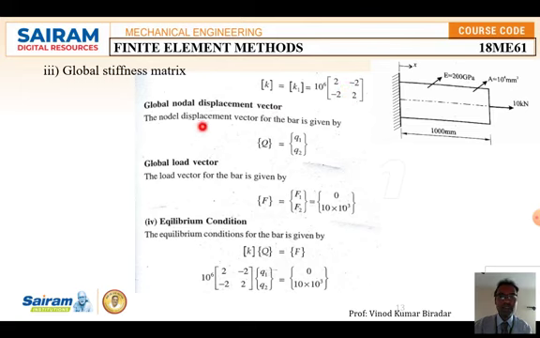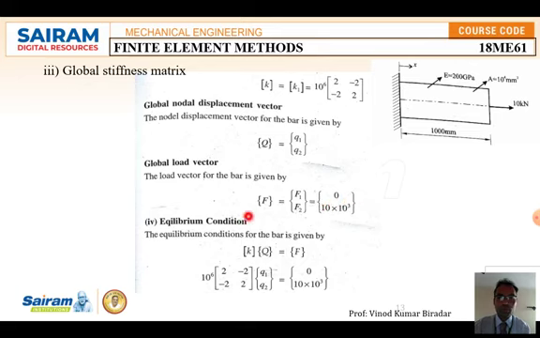Next, what is the nodal displacement vector? Here only 2 nodes are there, so Q is equal to Q1, Q2. These are the displacements. And the load vector F is equal to F1, F2. F1 is at the fixed end, so there is no moment, so take the value F1 is equal to 0, and F2 they have given as 10 kilonewton, which is equal to 10 into 10 to the power of 3.